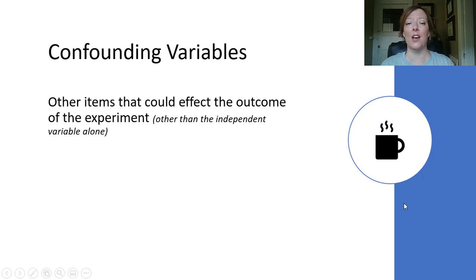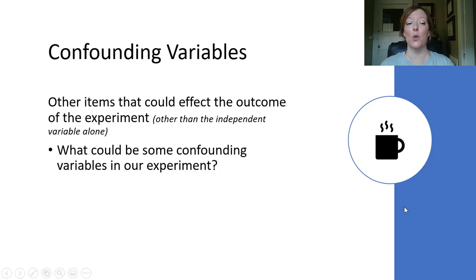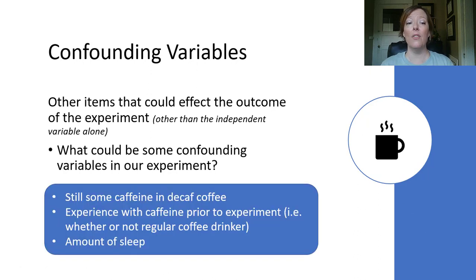Confounding variable is something that you want to be very, very careful of. These are other items that could affect the outcome of the experiment. They can have an effect other than the independent variable alone, and that is bad. So what could be some confounding variables in our experiment? Well, there is still a tiny bit of caffeine in decaf coffee, so that could throw our results off.